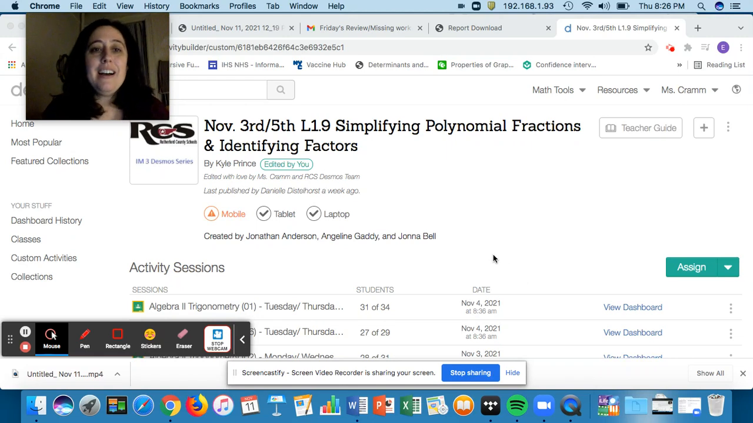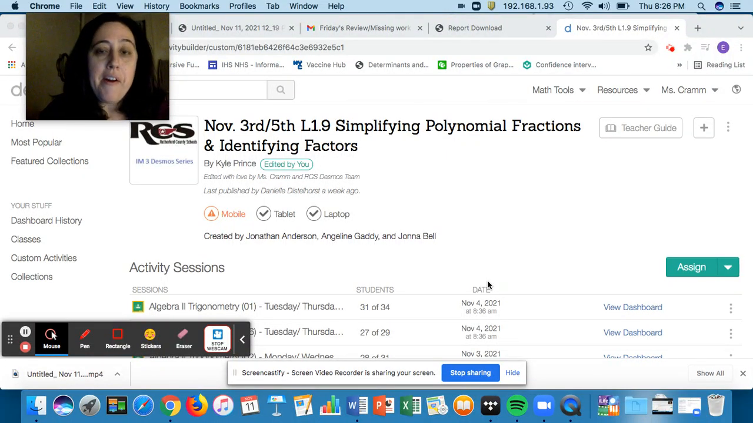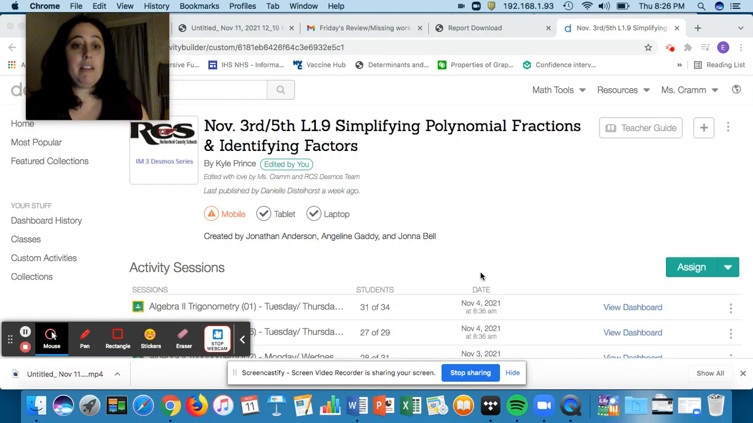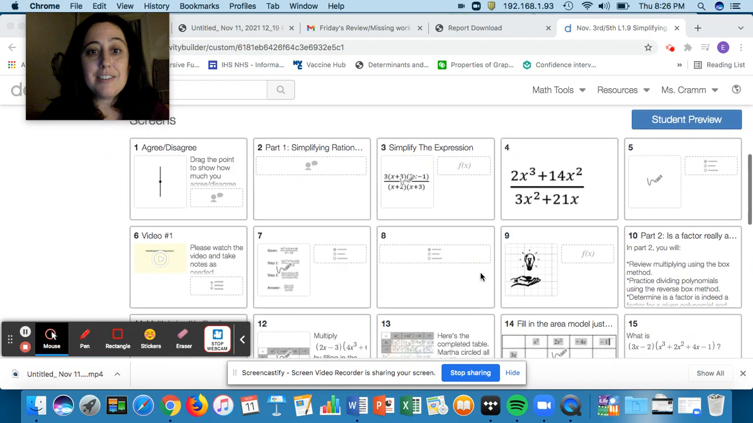Hi, everyone. Today we're working on lesson 1.9, simplifying polynomial fractions and identifying whether factors are indeed factors or not. So I'm just going to do 3 slides, so this should be fairly quick. When I was looking at the Ask Me Anything page, really only 3 slides came up in that. And otherwise, it seemed like the feedback I got was that you were doing pretty well. So let's get started on that.